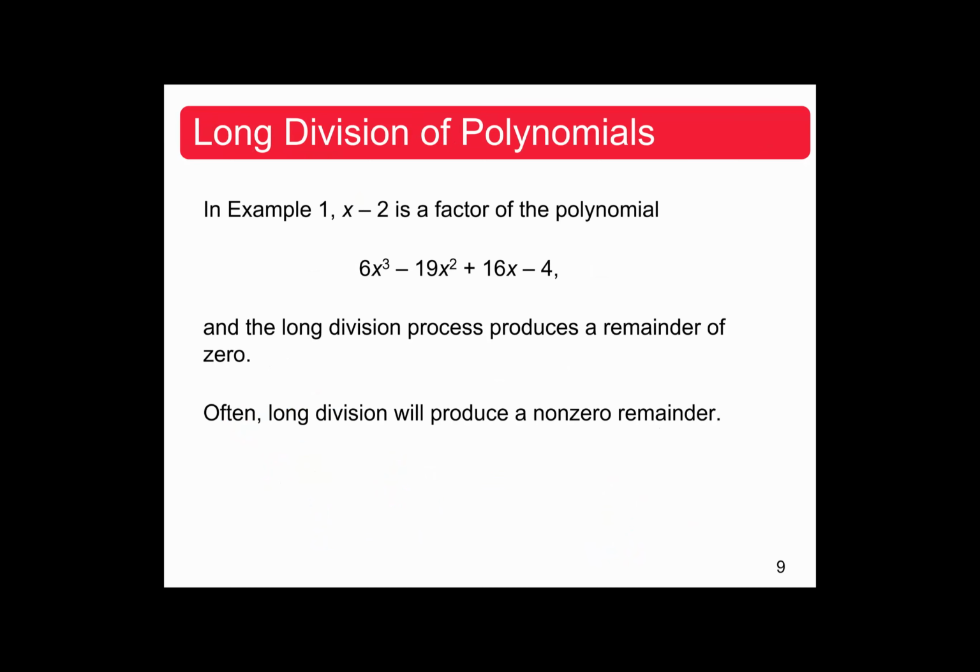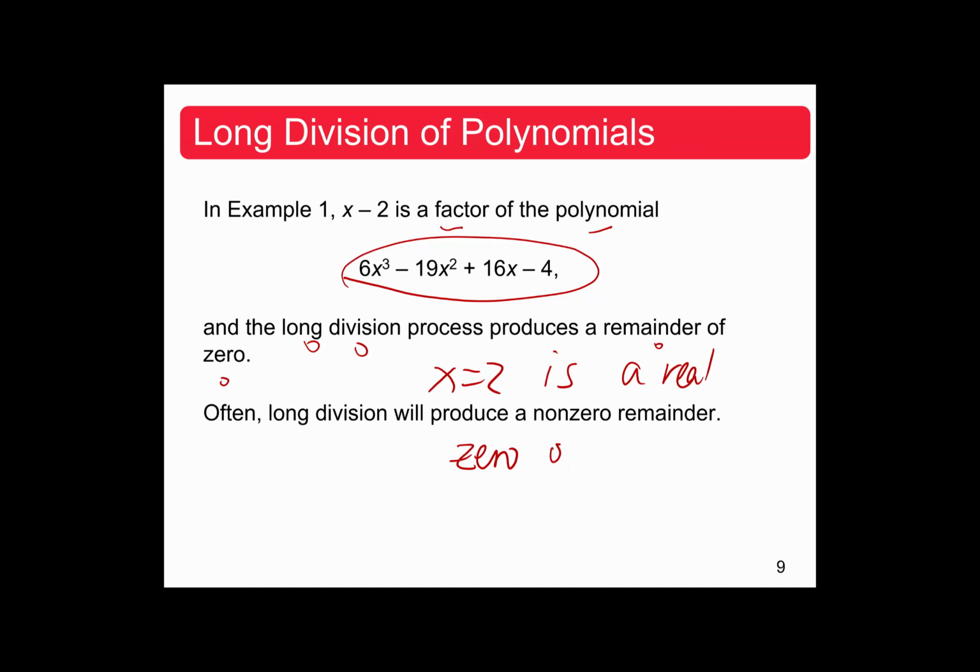So basically from the previous example, we know that x minus 2 is a factor of this polynomial function. And then long division yields a remainder of 0. That tells us x equal to 2 is a real 0 of f of x equal to 6x cubed minus 19x squared plus 16x minus 4.